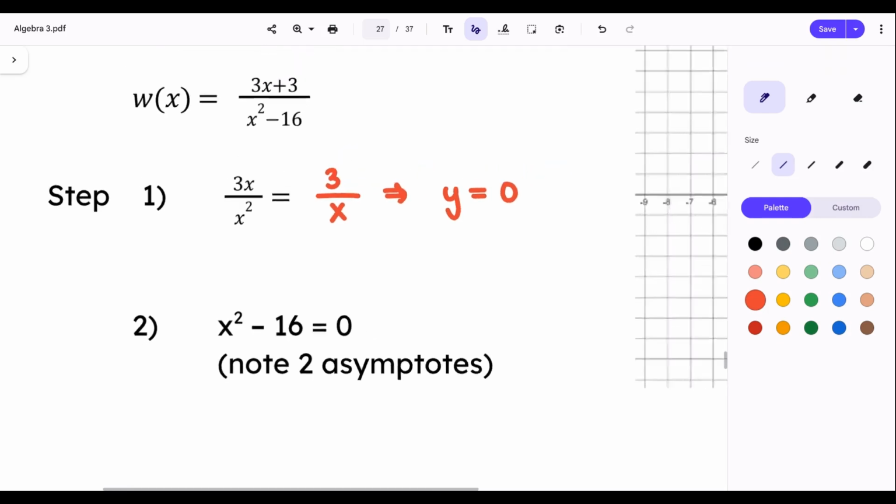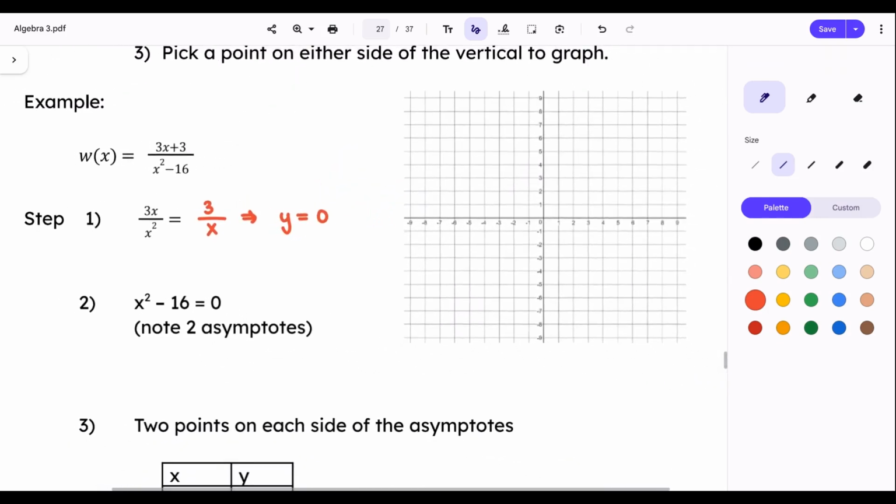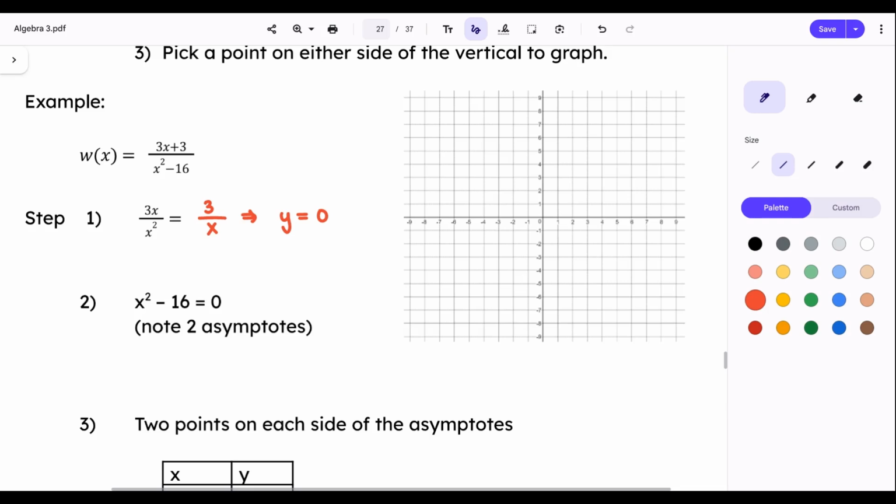Okay, so I'm going to come over here to my graph and I'm going to put that on. Remember, this would be going through the point y equals 0, which is just going to be along the x-axis. So this line would just be right on top of that x-axis.